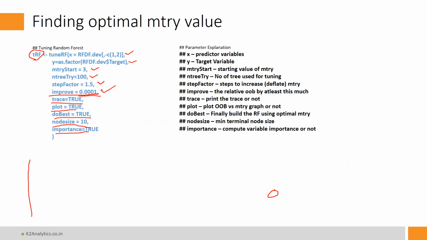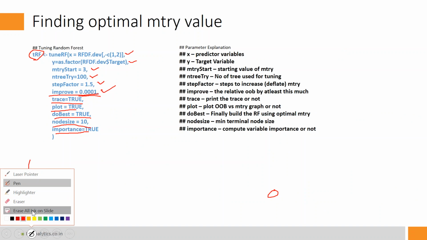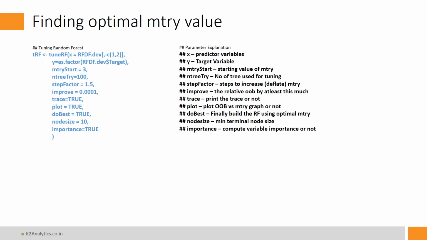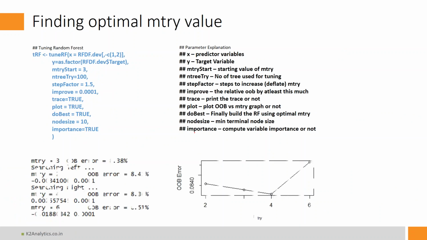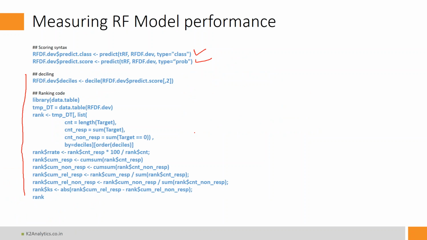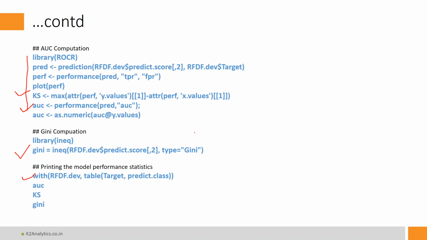To find the optimal number of trees, you have the tuneRF function. Finally, once you have found the tuned model, the same model performance measures come into play: rank ordering, lift chart, KS, Gini, AUC, classification error, all of those.